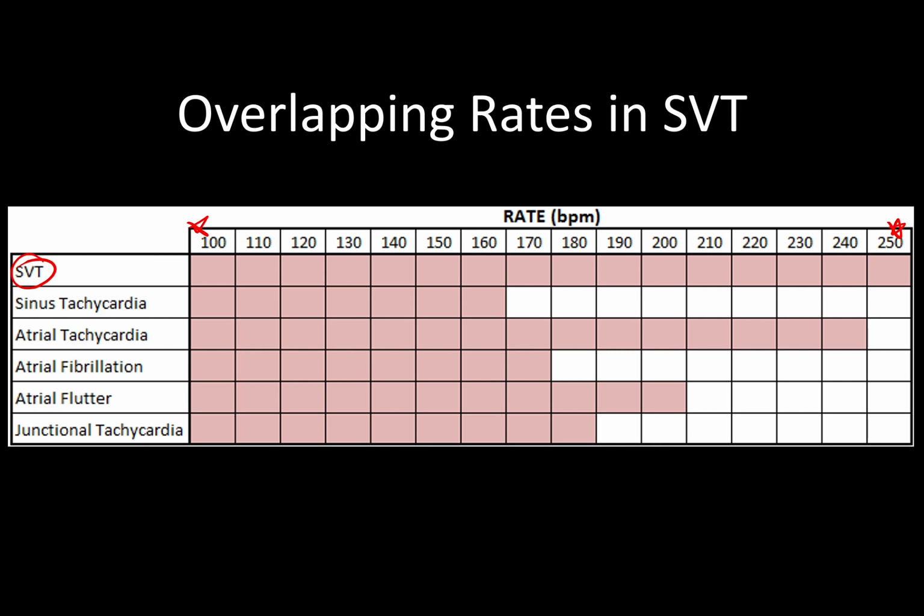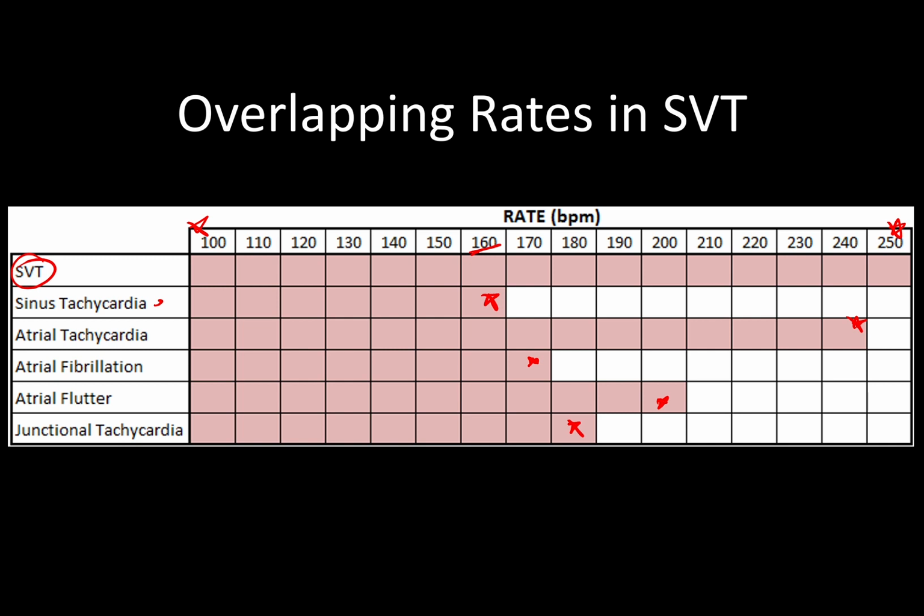So sinus tach usually tops out around 160, whereas you have atrial tachycardia, which can get way out here in the 240s. I'll actually do a star here. A fib usually likes to stop in the 170s. A flutter may go all the way up to 200s. Junctional tach maybe around 180.